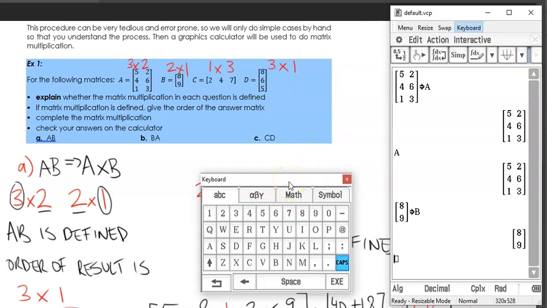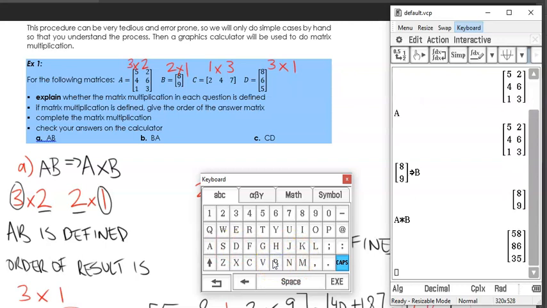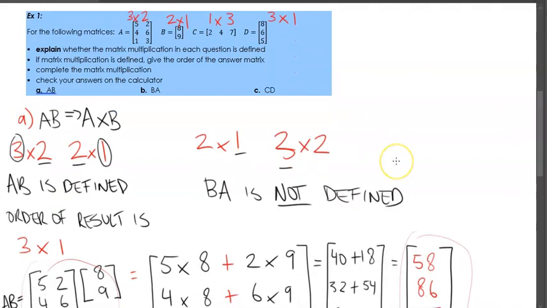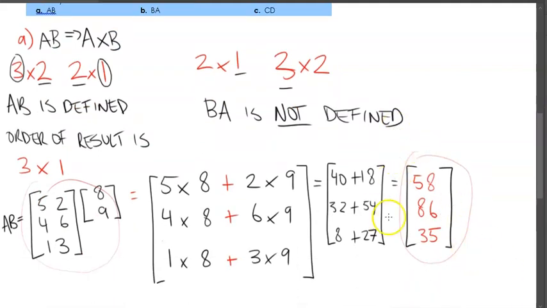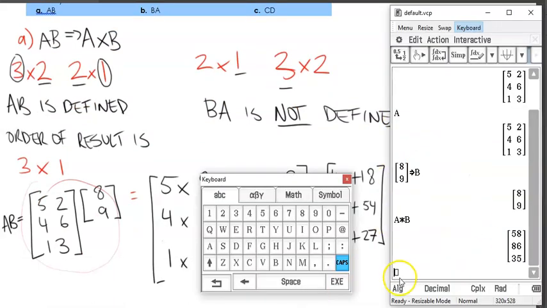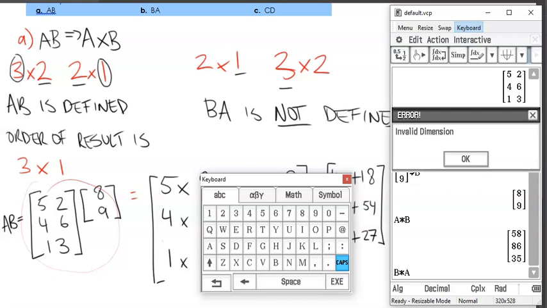So we're going to just put in A, make sure you press your multiplication button on the keyboard, it's going to look different on my emulator, B, and what you should get is a result 58, 86, and 35, which is the answer that I got here in the first place. If you go ahead and try to do B multiplied by A, this isn't going to be an answer. It's not going to work. So it's going to say invalid dimension. It's not defined. It can't be done.